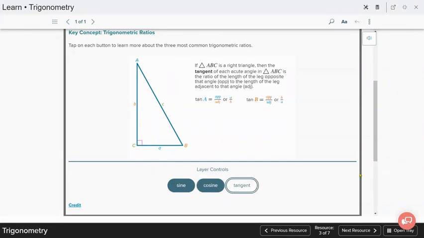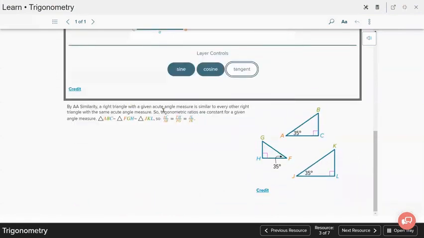The third trig ratio is tangent, and the tangent ratio is the ratio of the length of the leg opposite that angle to the length of the leg adjacent to that angle. If we're looking at angle A, the opposite side to A would be A, and the adjacent side would be B. So tan A would be A over B. If we switch reference angles to angle B, tan B would be B over A, because B now becomes the opposite side to angle B.